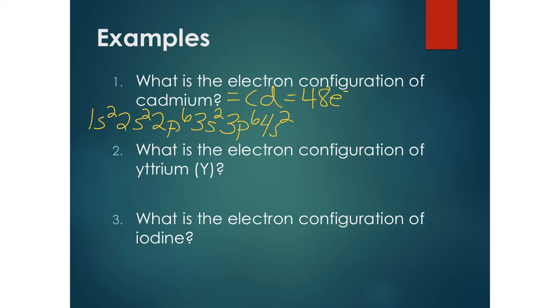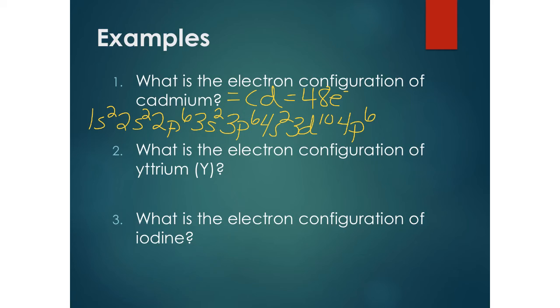4s2, then we get into the d's. Remember, d's, they're just 1 behind. So we do 3d10 because we move all the way through that d block. Then we come out on the other side of the d block, go to 4p. That can hold 6. So right now we've placed 36 electrons.